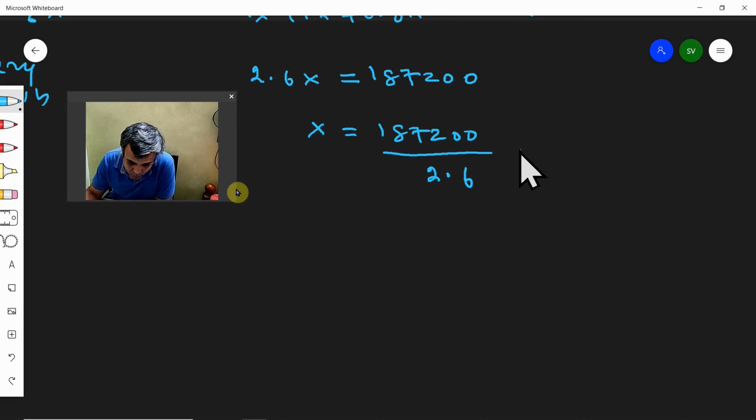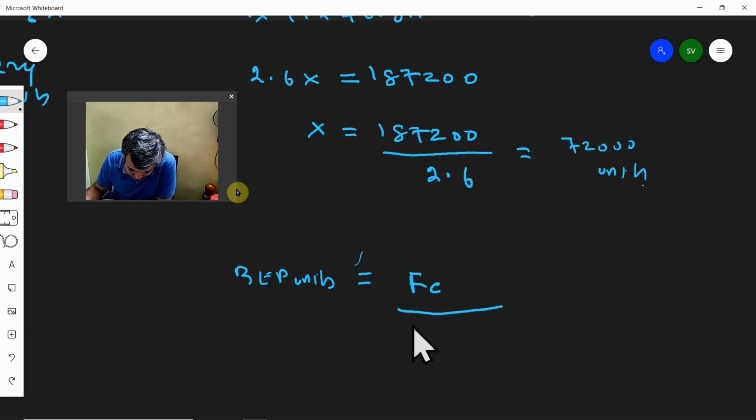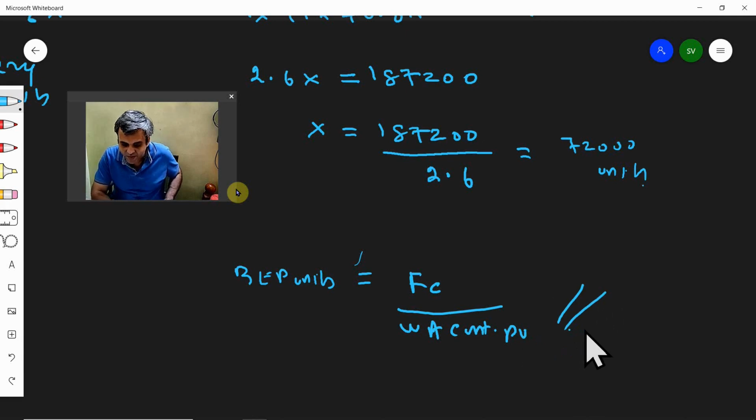So if you look at this, it is 72,000 units. What is x? X is the BEP units, right? So BEP units is equal to, what is 1,87,200? It is my FC, divided by, what is 2.6? Check it up. Nothing but the weighted average contribution per unit.